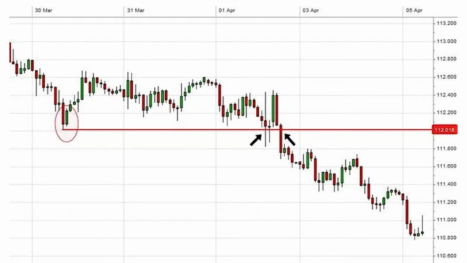Let's see an example. The example shows US dollar Japanese yen on an hourly chart. It is an important example as it demonstrates that in the real world, even the best trading strategies do not work all the time. There's a false signal, highlighted by the circle, before the effective signal, which is highlighted by the black arrows, that saw the market really start to fall.